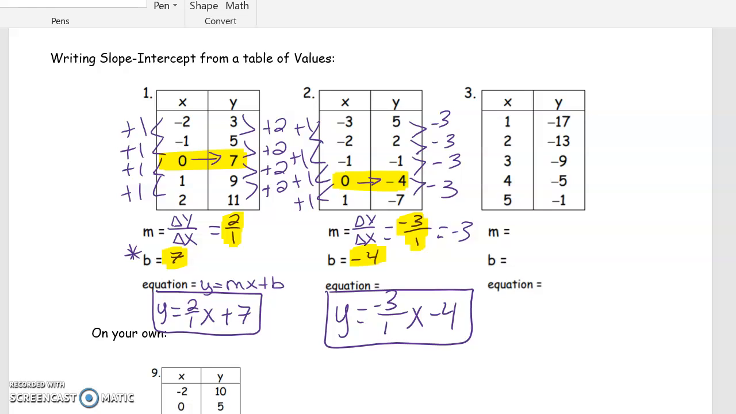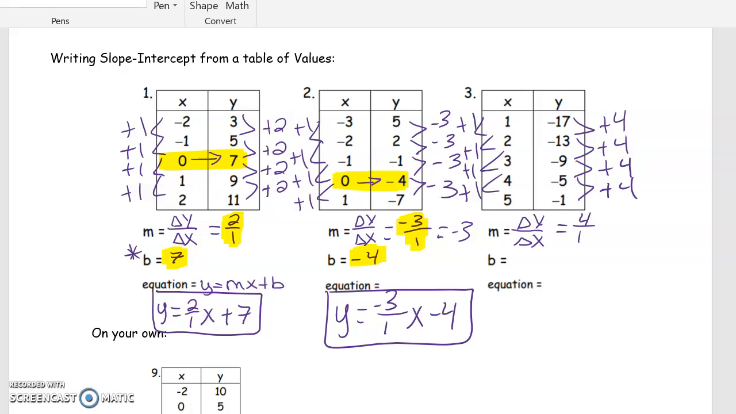All right, let's look at our last example together. Our m is still change in y over change in x. So let's go down our table. It looks like our y is changing by +4 every time, and our x is +1. All right, so that means my m is 4 over 1, or you can write it as 4.